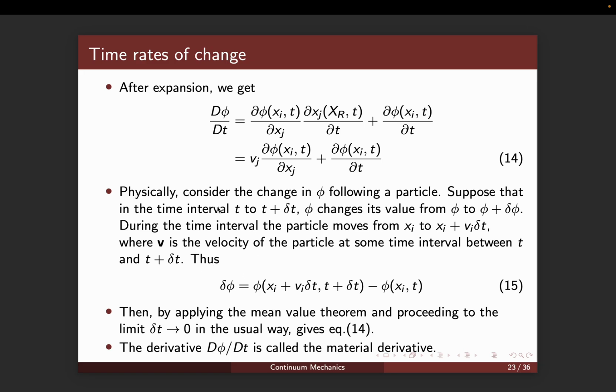One can also find the change in phi when the spatial coordinates change from xi to xi plus vi delta t and t changes to t plus delta t, which gives you delta phi. When delta t tends to 0 you get the material derivative. It's exactly equation 14 that you get.